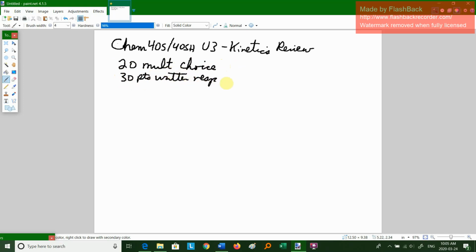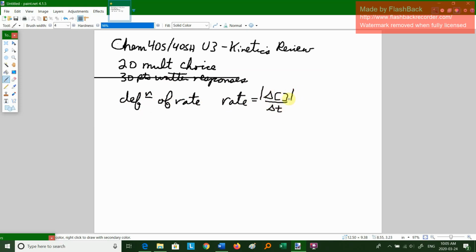So, what did we look at? We looked at the definition of rates. Rate is the change in concentration of something with respect to time. And if you want to be fancy, you can use absolute value. So that's one thing that we looked at. I just have my booklet with me, and I'm looking at some of the things.